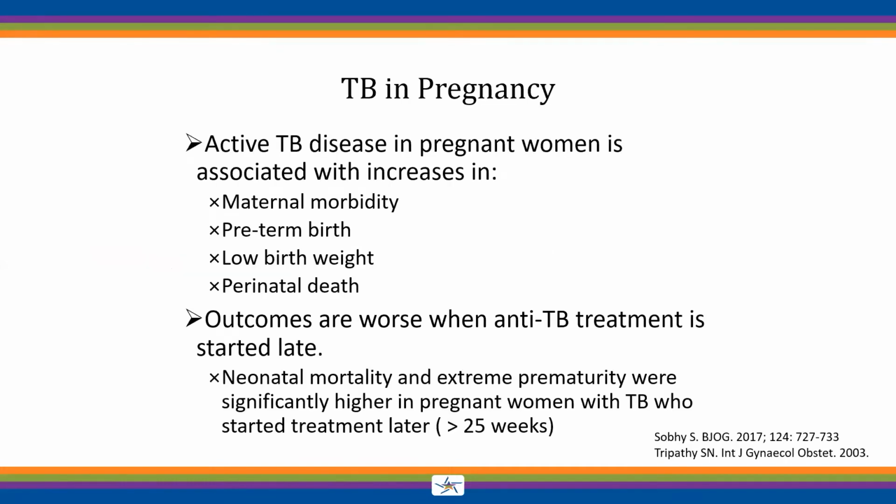So TB in pregnancy. Active TB disease in pregnant women is consistently associated with increases in maternal morbidity, preterm birth, low birth weight, and perinatal death. And we know from looking at these sources that outcomes are worse for both mother and baby when anti-TB treatment is started late. So in one paper, they saw that neonatal mortality and, quote, extreme prematurity were significantly higher in pregnant women with TB who started treatment later, which they defined as after 25 weeks.